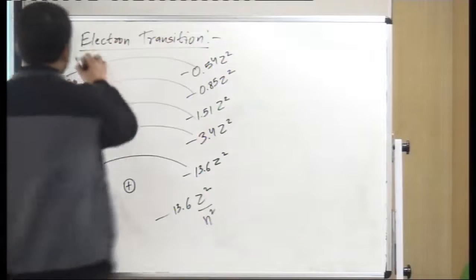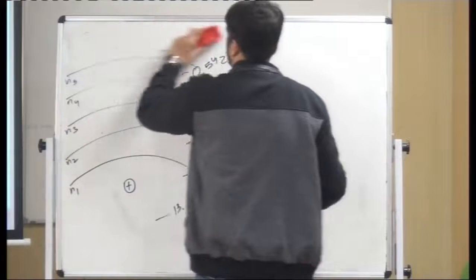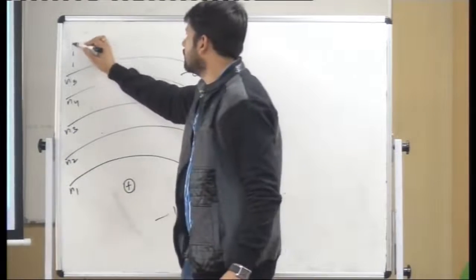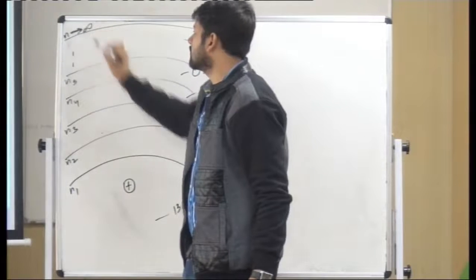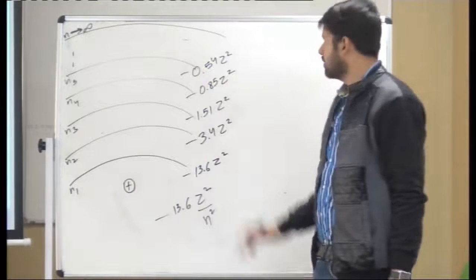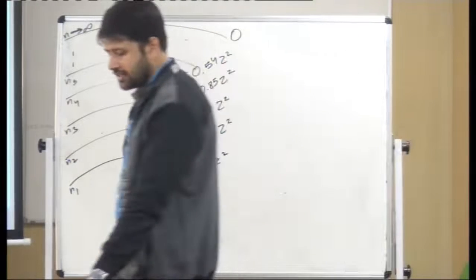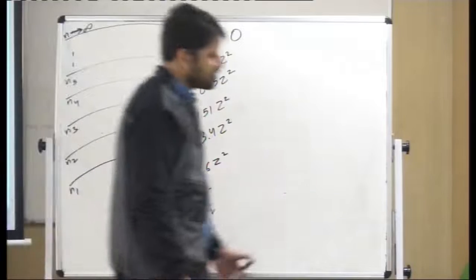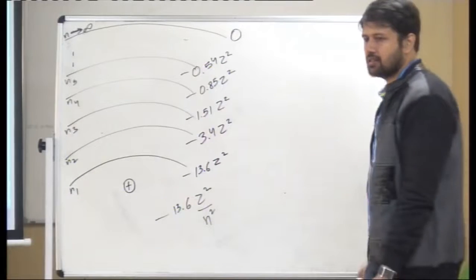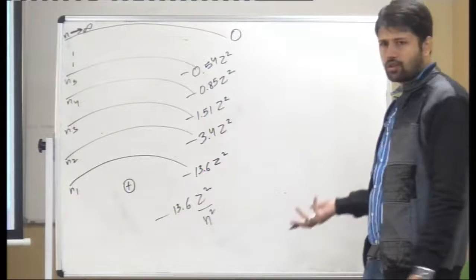One more thing, I'll erase that headline, add something else. Now if the orbit number is infinity, the energy is 0, right? The energy is 0. Okay, so you can see so many transitions are possible. So many possible energies of photons, but not all, right?